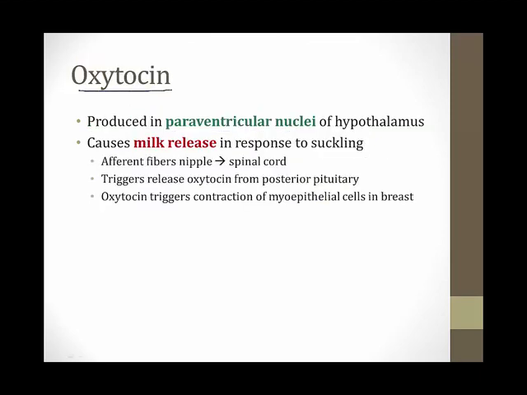We mentioned oxytocin before. It is produced by the paraventricular nuclei of the hypothalamus. From there, it's transferred to the posterior pituitary where it's released into the bloodstream. Oxytocin causes milk release in response to suckling of babies. When the baby suckles on the mother's nipple, afferent fibers from the nipple go to the spinal cord. That triggers the release of oxytocin from the posterior pituitary, and then oxytocin triggers contraction of myoepithelial cells in the breast, and this helps the baby to get more milk.